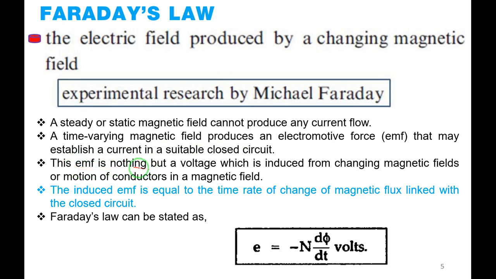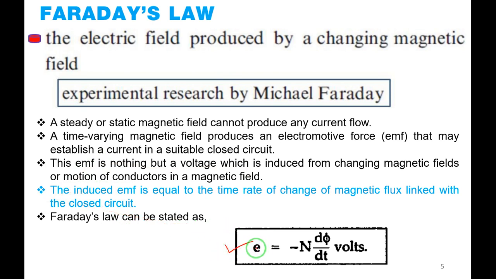And this EMF is nothing but a voltage which is induced from the changing magnetic fields, right? That is one way. So the EMF is induced by the changing magnetic fields, or if the conductor is made to move in the magnetic field, then motion of conductors in the magnetic field will also result in the induction of EMF, right? But here in this case, the EMF is induced because of the changing magnetic field. Then we will now give the mathematical form of Faraday's law.